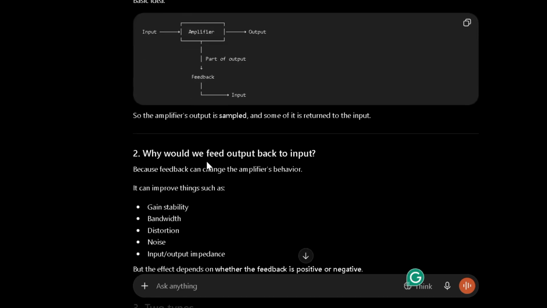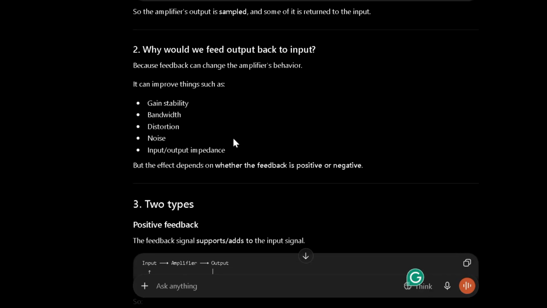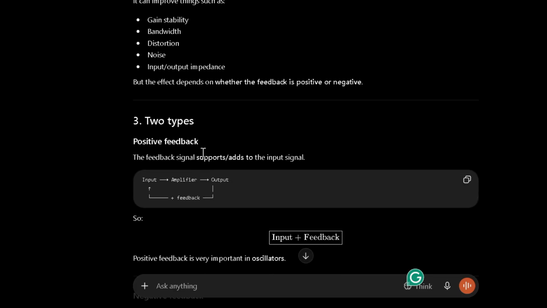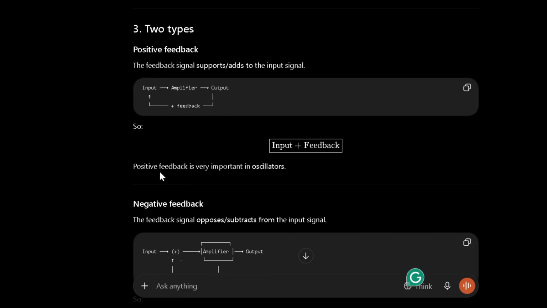Why would we feed output back to the input? Because feedback can change the amplifier behavior. It can improve things such as gain stability, bandwidth, distortion, noise, and input and output impedance. But the effect depends on whether the feedback is positive or negative. Two types: positive feedback, where the feedback signal supports or adds to the input signal. So input plus feedback. Positive feedback is very important in oscillators. Negative feedback, where the feedback signal opposes or subtracts from the input signal.